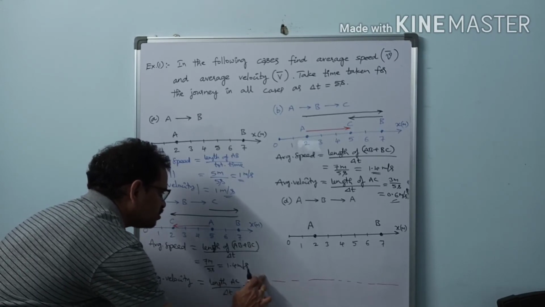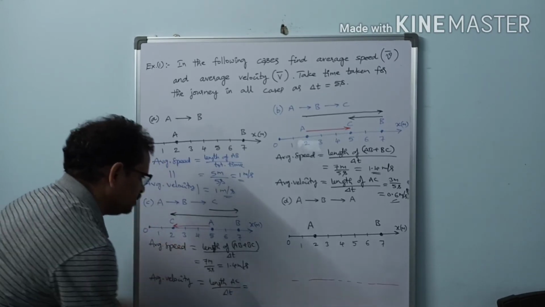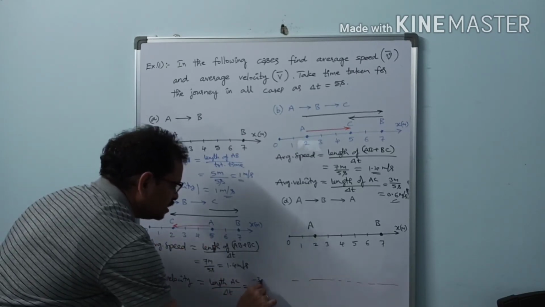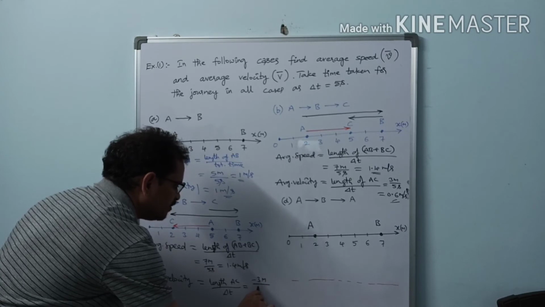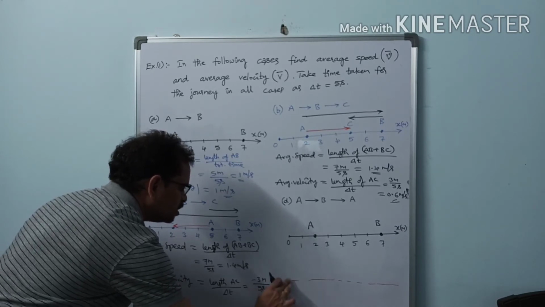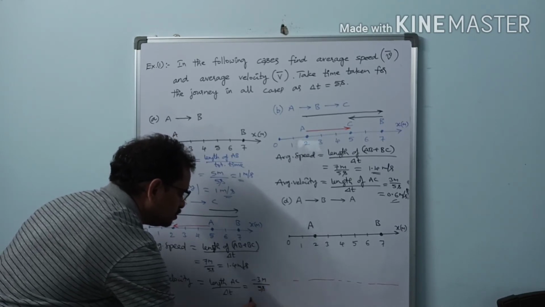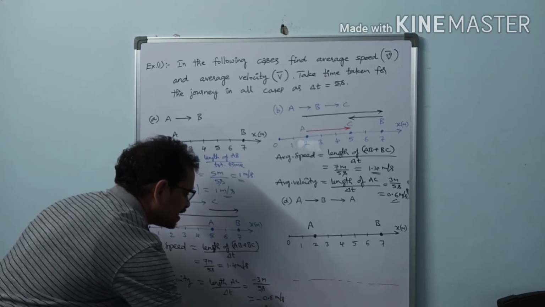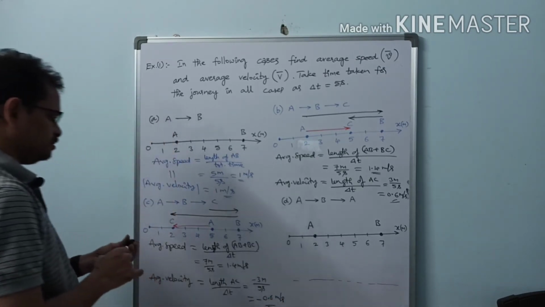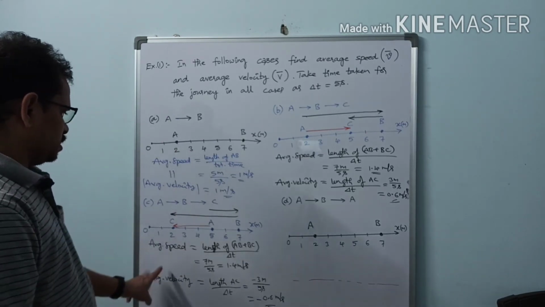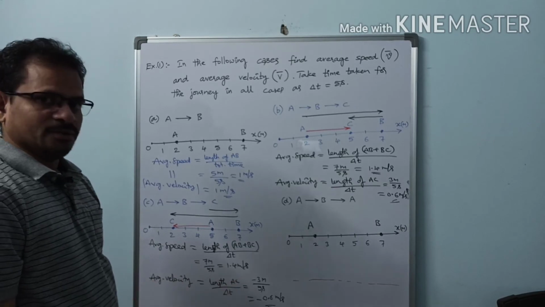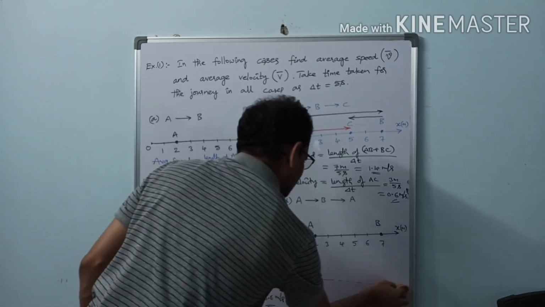What is the length of AC here? 3. Since it is in the leftward direction, let us take minus 3 meters by 5 seconds. So this is equal to minus 0.6 meters per second. So in this case, average speed is positive and average velocity is negative here. Let us take this one.